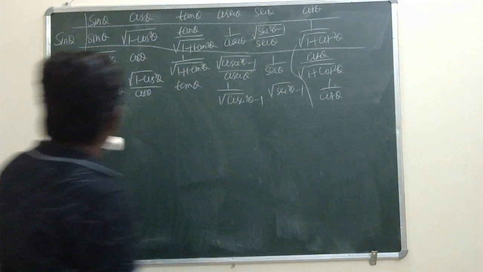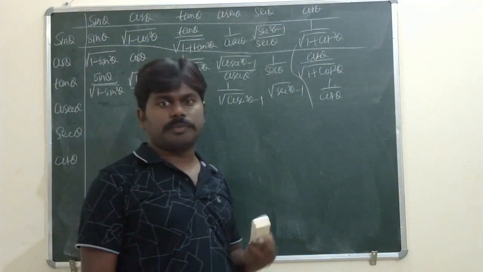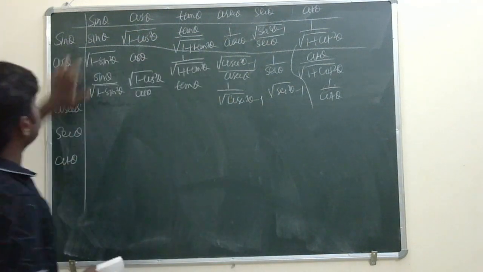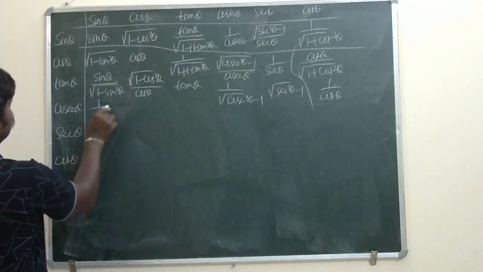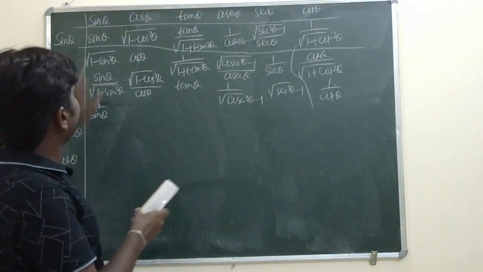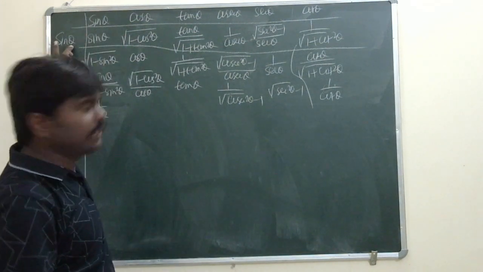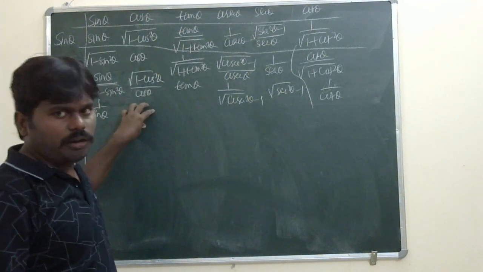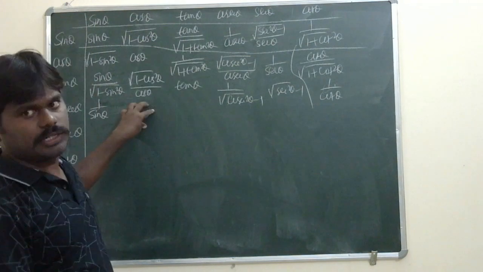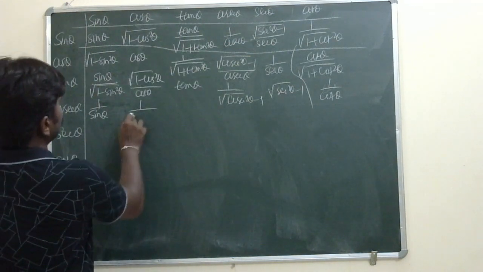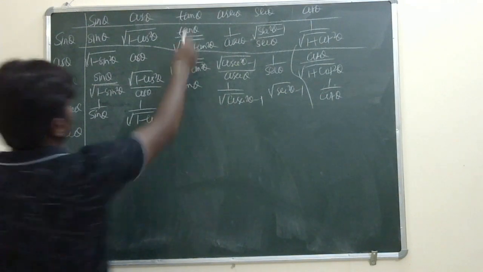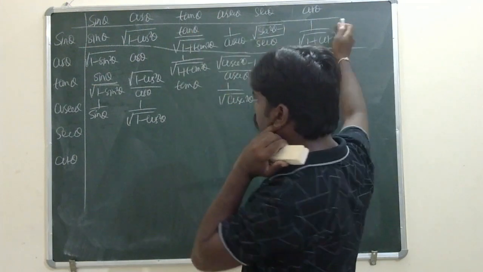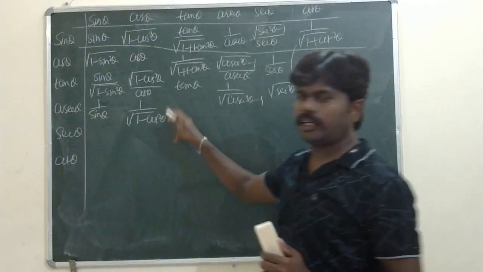Okay, so similarly cosecant. How can we write the cosecant in terms of sine? Cosecant and sine both are the reciprocal to each other. So here cosecant we can write as 1 by sine. Next, cosecant in terms of cos. Already we have expressed sine in terms of cos. So if you take the reciprocal of this, then that gives the result of cosecant theta in terms of cos theta. So 1 by square root of 1 minus cos square theta, and similarly the rest of the things are also the same.